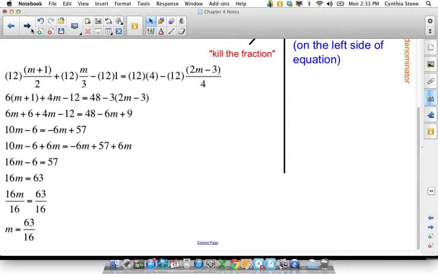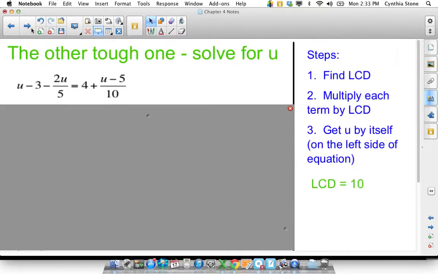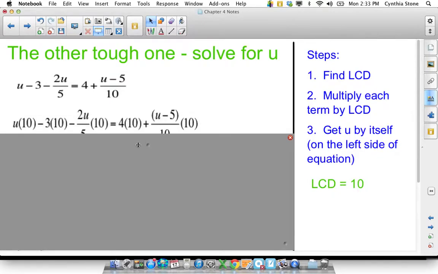If I got it too fast, just pause. Okay, same thing, same question, same strategy, nothing's different. We're just going to go through one more together, okay? And if you work ahead and then check your answers, that'd be the best thing. So first find your LCD. I wrote it down here. It's 10 in this case, between 5 and 10. Then we'll multiply each term by the LCD.